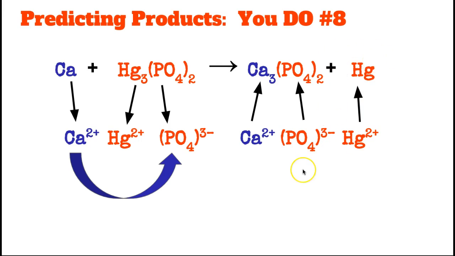And then the last thing we need to do is make sure this is balanced. So we have 2 phosphates on each side, but we don't have the right amount of calcium. We have 3 calciums here, only 1 here. So we're going to add a 3 in front of calcium so that that's balanced. And then mercury, we only have 1 mercury on this side, we have 3 on this side. So we're going to add a coefficient of 3 out in front. So now this should be balanced. 3 calciums, 2 phosphates, and then 3 mercuries.